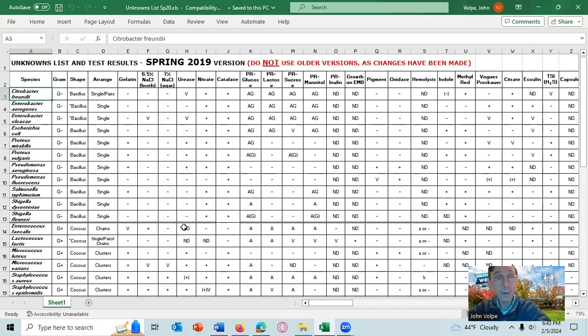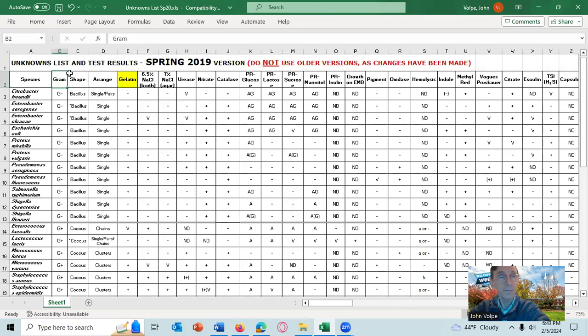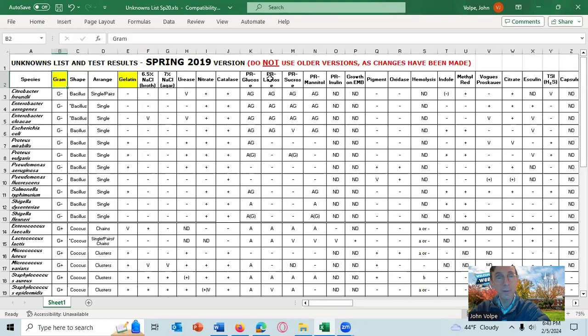But initially, I'm going to have you do the gelatin test because it takes a week to run. And that's just an awful long time. So it's best to get this one out of the way. The gram stain, because this is really important for limiting your species possibilities. I keep losing the highlighter. And then I just decided to do the PR lactose.